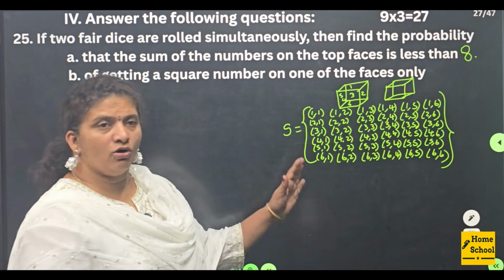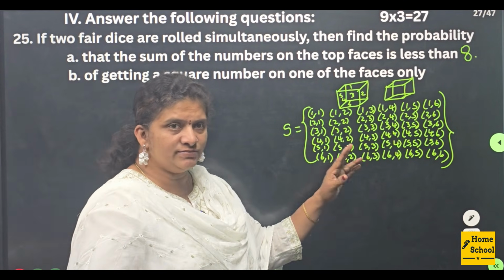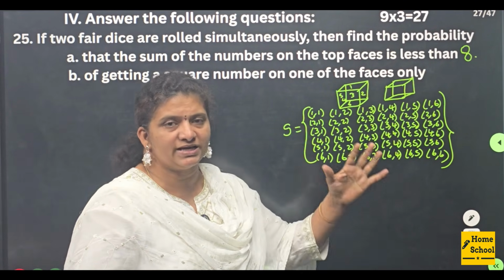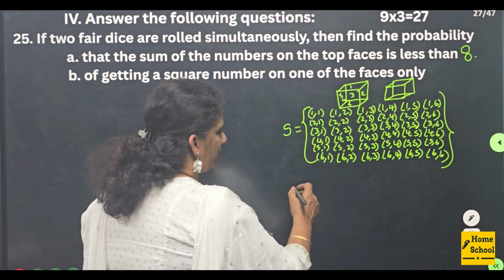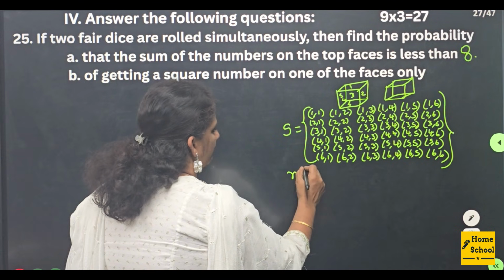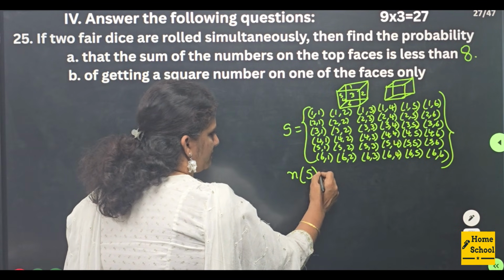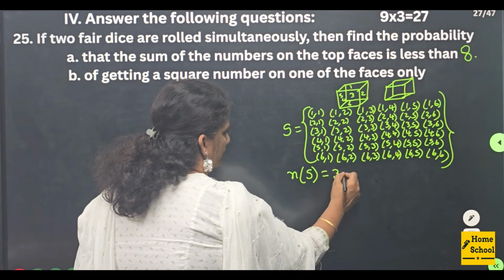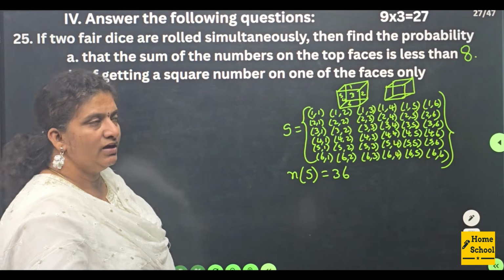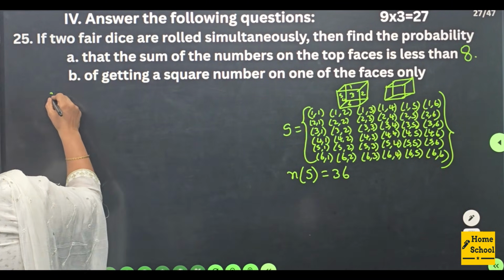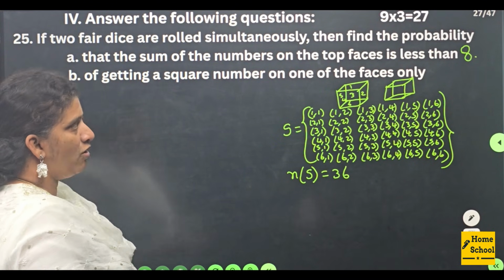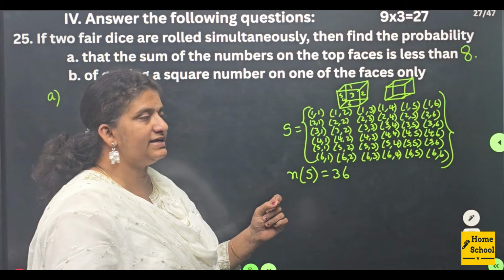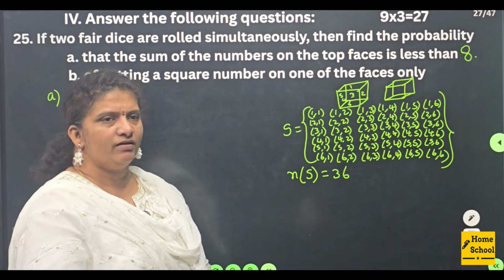So, these are all the possible outcomes if two dice are thrown simultaneously. So, let us count all this. How many will there be? That we write as the number of sample spaces, n of S, is equal to 36. Your first question: what is the probability that the sum of numbers on the top face is less than 8?